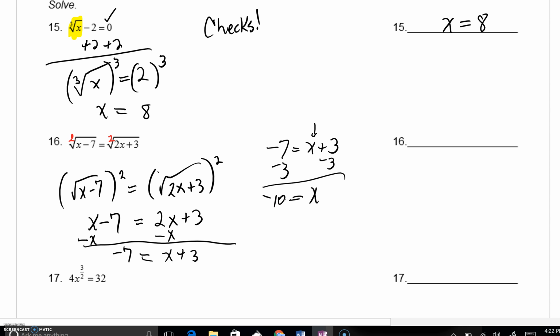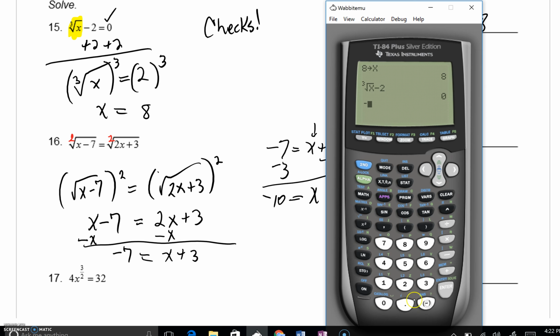Now, a lot of kids on the practice test did a great job solving. They got this far, in fact. What they didn't do was check. Here's what you really need to do. If you type in negative 10, if you store that in for x, let's see what happens when we even look at the left-hand side.